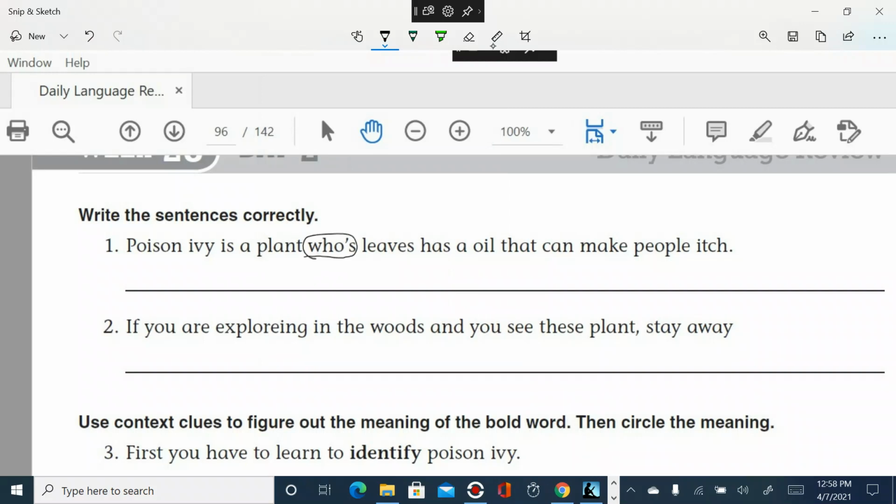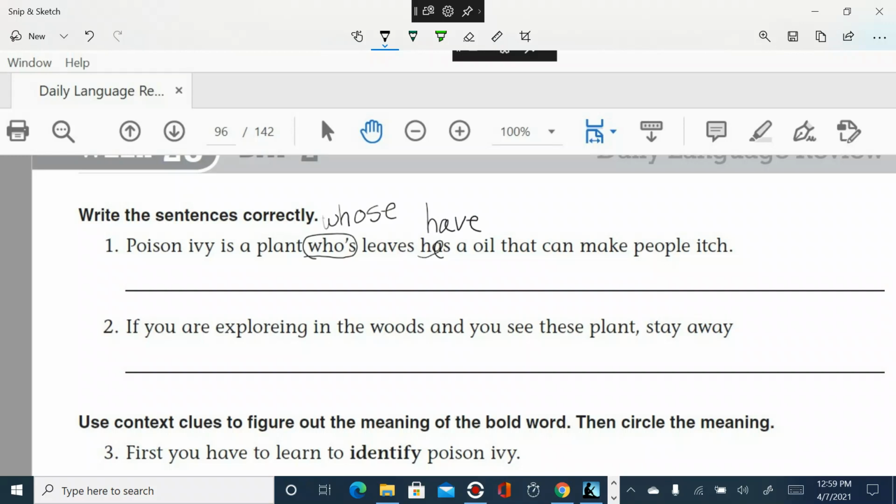Who knows how to fix this? This is an Isabel question for sure. You need to get rid of the apostrophe. It's going to be W-H-O-S-E. Yes. Poison ivy is a plant whose leaves have oil that can make people itch.